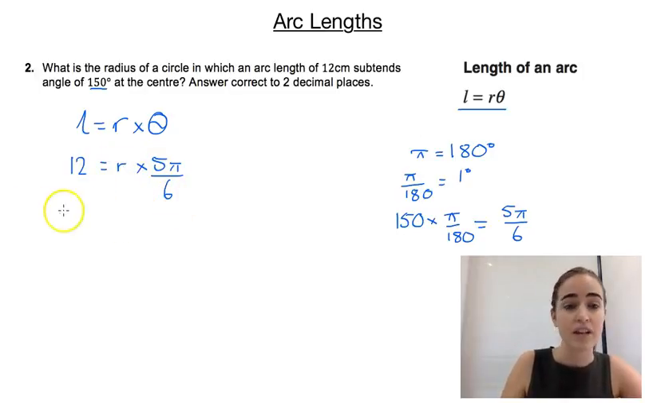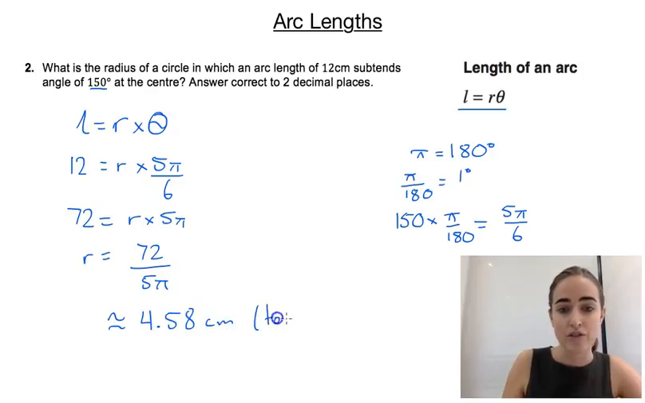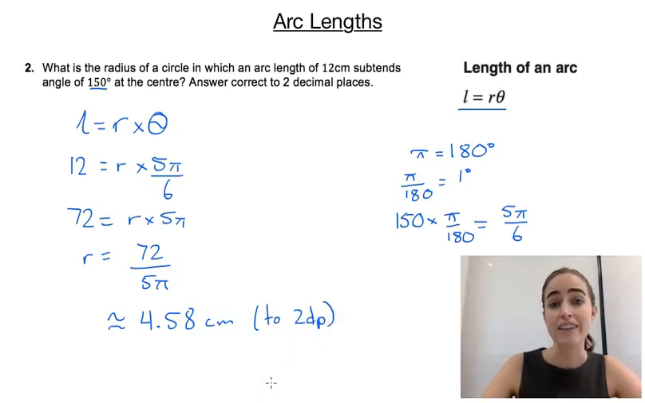So let's multiply both sides by 6. We'd have 72 equals r times 5 pi. And then we can divide by 5 pi. So we'd have r equals 72 over 5 pi. But it asks us to correct to 2 decimal places, so we're going to put that in our calculator and round it off. And we'll end up with 4.58 centimetres, and that's to 2 decimal places. All right, so that's an introduction to finding the arc length.